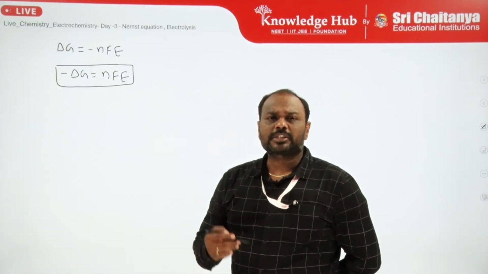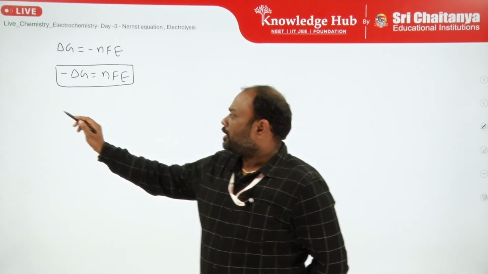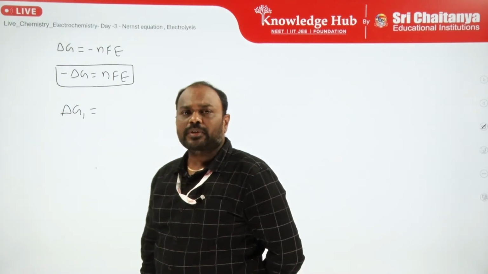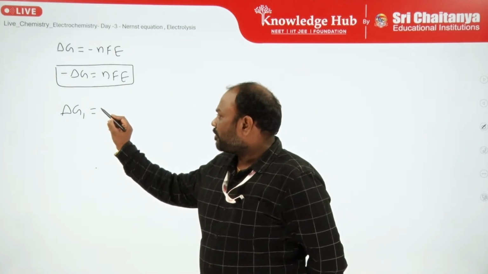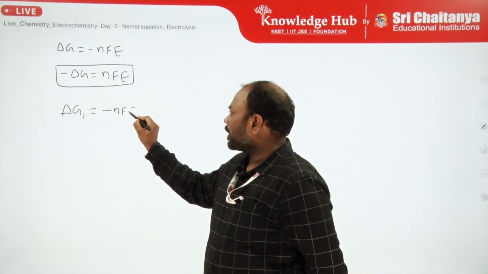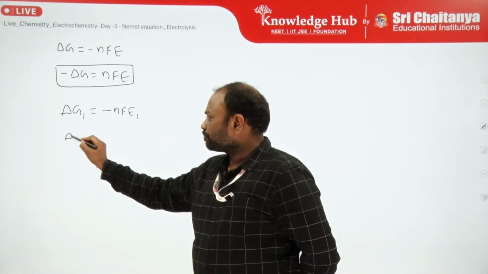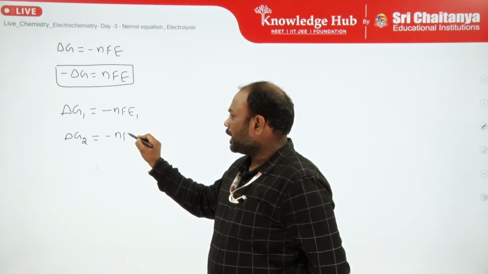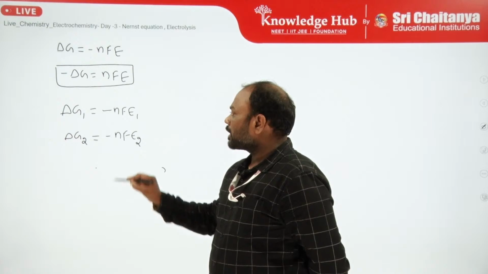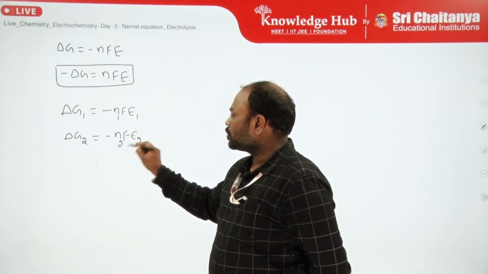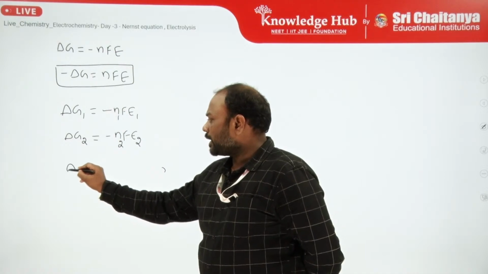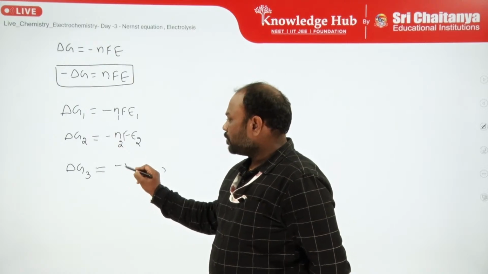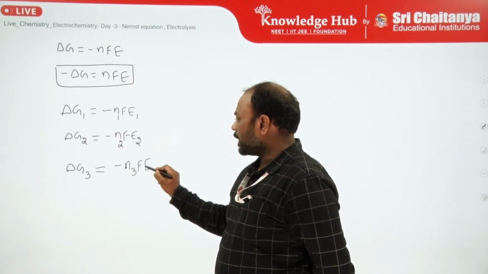Suppose the reaction takes place in multiple steps. Delta G1 is the Gibbs free energy in the first step, and the value is minus n1FE1. Delta G2 is the second step, with value minus n2FE2. The number of electrons is 1 in the first step and 2 in the second step. Delta G3 is the Gibbs free energy for the third step, and the value is minus n3FE3.